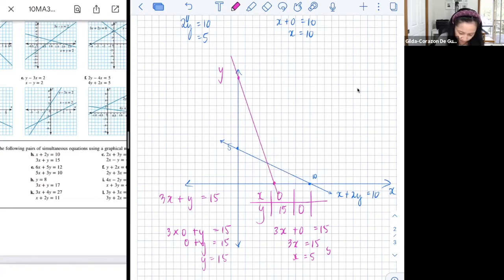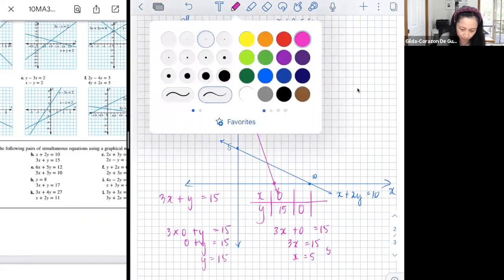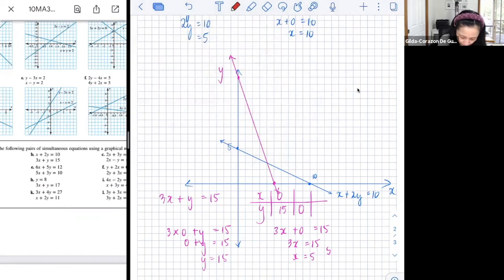Right, and it does seem that our point of intersection would be this one here. Let me count from here: 1, 2, 3, 4, and then that's 1, 2, 3. So 4, 3.